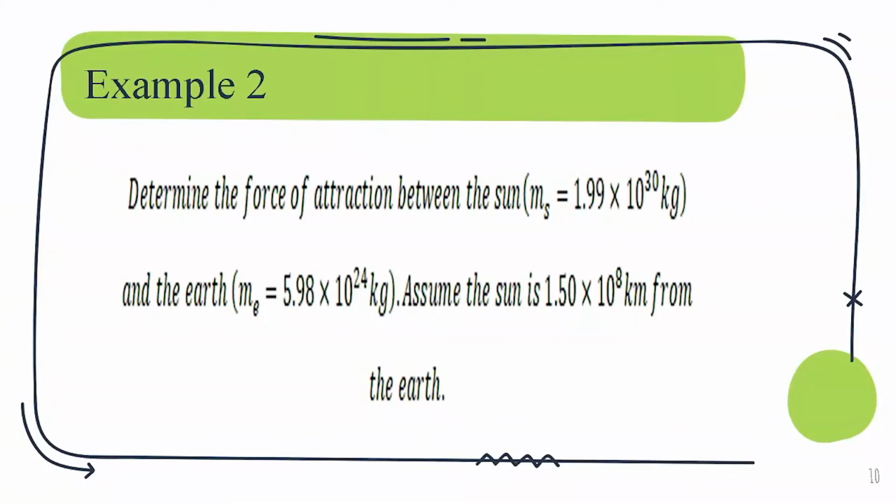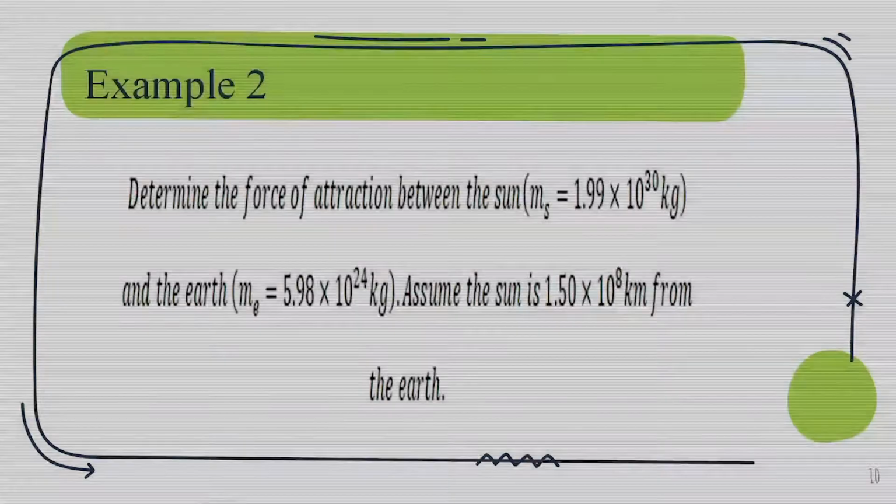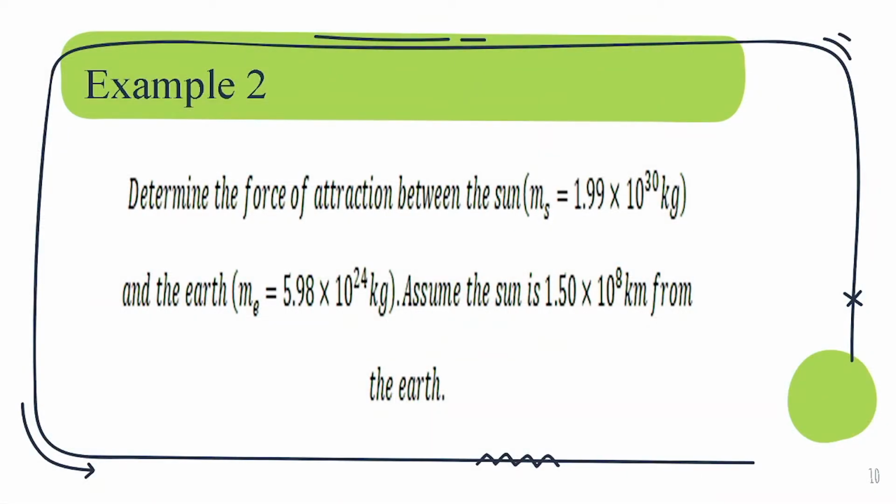So let's move on to calculate the mass of the what? The mass of the Earth. Or before we do that, let's take a look at this example 2. Determine the force of attraction between the center of the Sun, which is represented as Ms, which has a value of 1.99 times 10 to the power of 30 kg, and Earth, whose mass is given as 5.98 times 10 to the power of 24 kg. Their distance apart is equal to 1.5 times 10 to the power of 8 kilometers. So we are told to calculate the force of attraction, F.